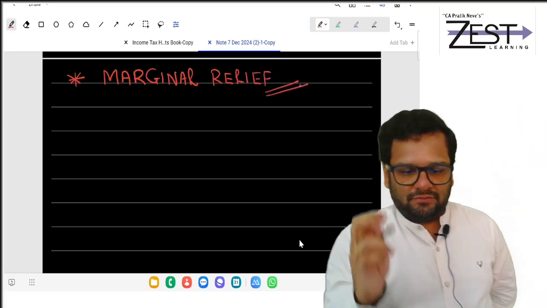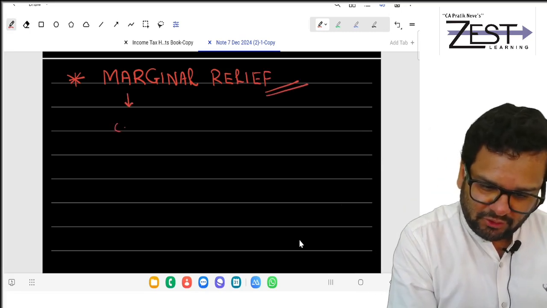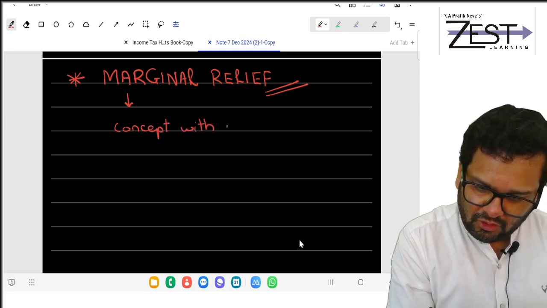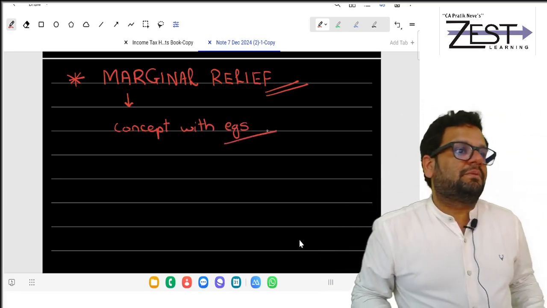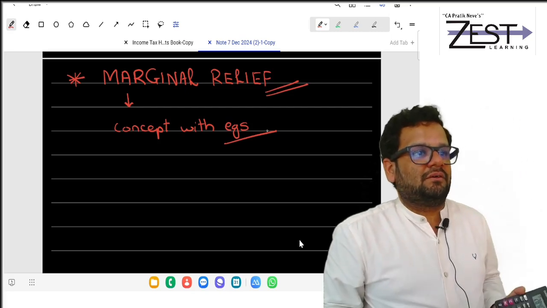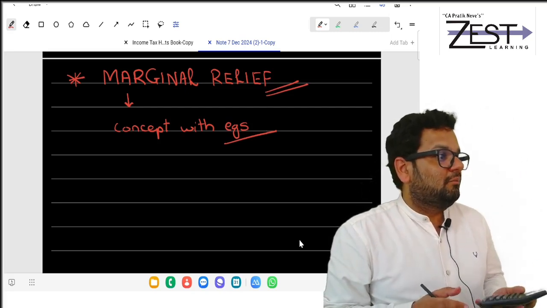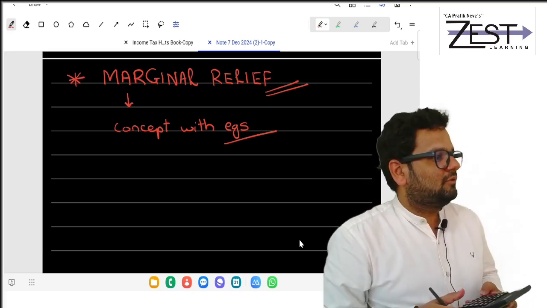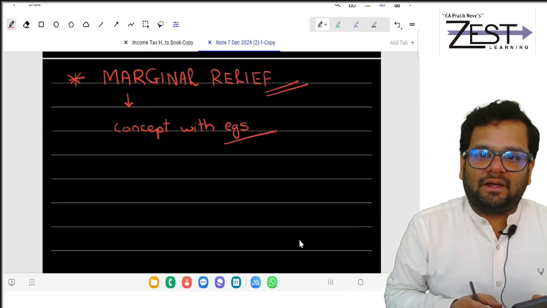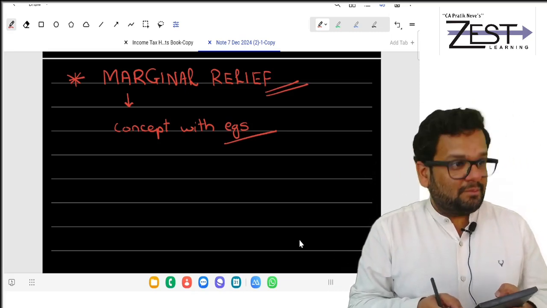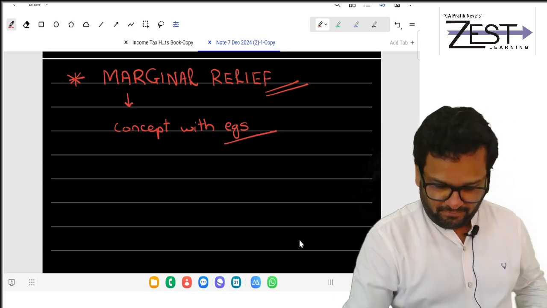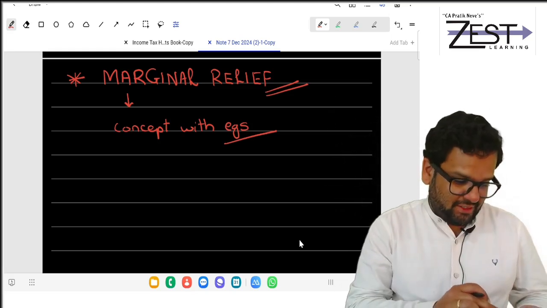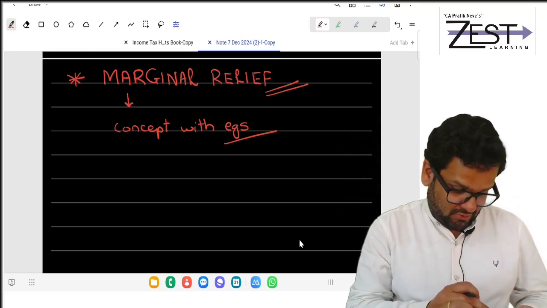All of you, marginal relief. So I am explaining the concept directly with an example. Concept with example, no time pass. Because I will tell you something which you will not understand. Better I give you some figures and then you understand. And then you can derive the procedure from the figures. So ready, all of you, for marginal relief?